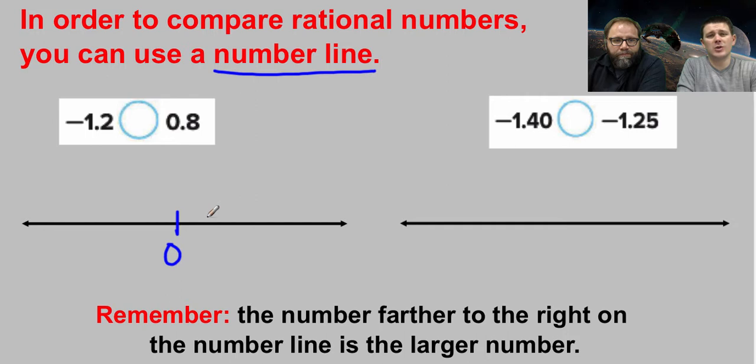So since we're doing 8 tenths and 2 tenths, let's count by 2 tenths, right? So 0.2, 0.4, 0.6, 0.8.